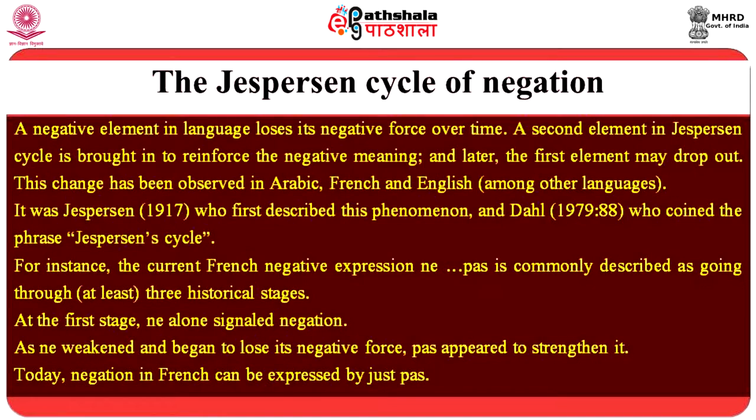This change has been observed in Arabic, French, and English, among other languages. It was Jespersen who first described this phenomenon, and Dahl who coined the phrase Jespersen cycle. For instance, the current French negative expression ne pas is commonly described as going through at least three historical stages.